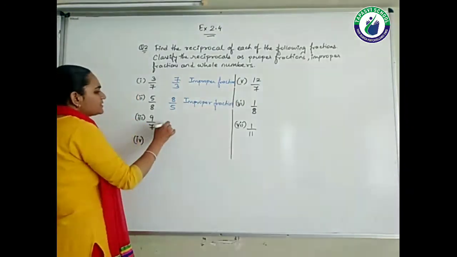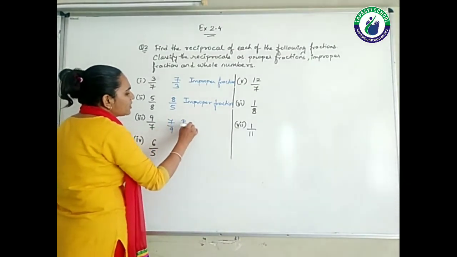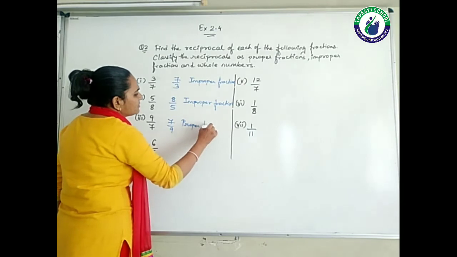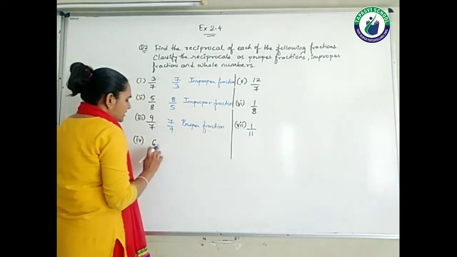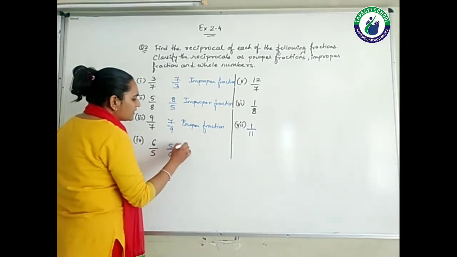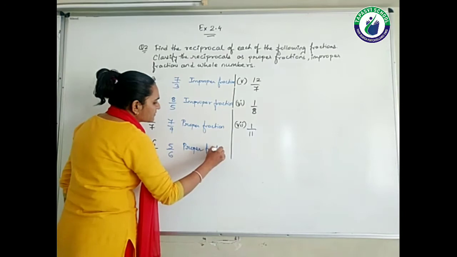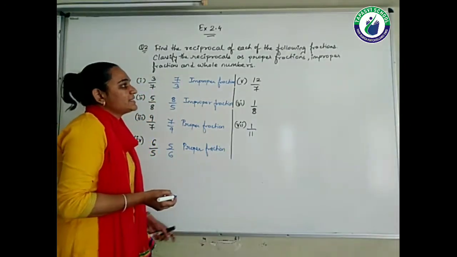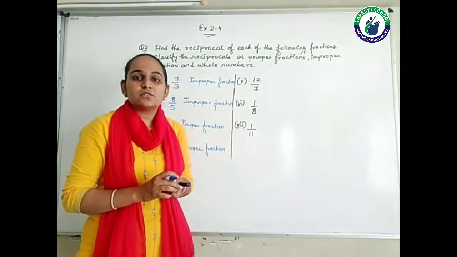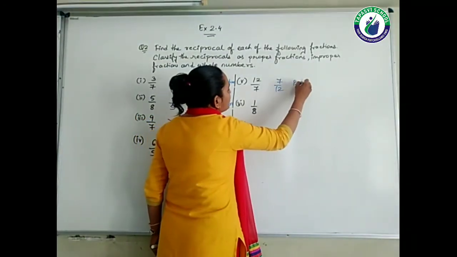Next one, 9 upon 7. It will be 7 upon 9. Here the denominator is greater, so it is a proper fraction. 6 upon 5, so we will write 5 by 6. So it will also become a proper fraction. 12 by 7, so it will become 7 by 12, right? So 7 by 12 is a proper fraction.